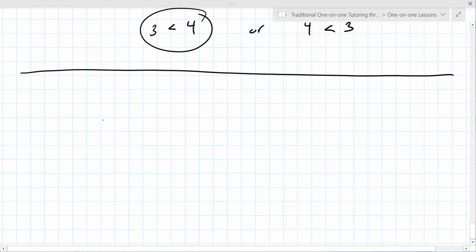Let's say I give you -2x plus 7 less than -21. I'd like you to solve this for me, please.